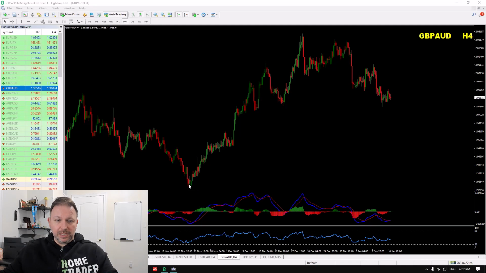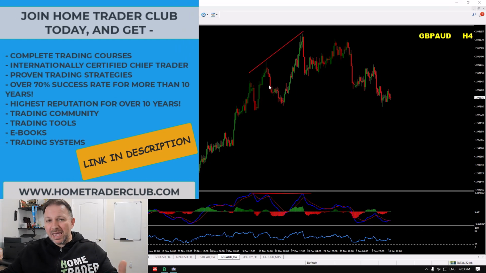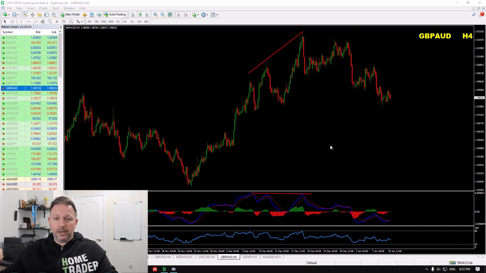So in our case, at the end of this beautiful run, as you can see here, we had on the pound Aussie, we are coming to the end with this bearish divergence. While the market is making higher highs, the indicator makes lower highs.